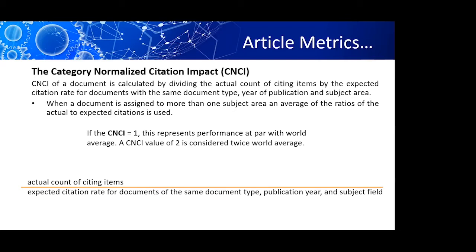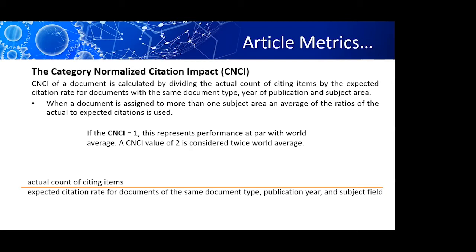The next metric to discuss here is the category normalized citation impact, CNCI. For easy understanding, I would like to say this is the FWCI version of Web of Science. The FWCI scores you can find in Scopus and SciVal, but the CNCI you can find in Web of Science and InCites. This is a very simple calculation: it divides the actual count of citing items by the expected citation rate for documents with the same document type, year of publication, and subject area.